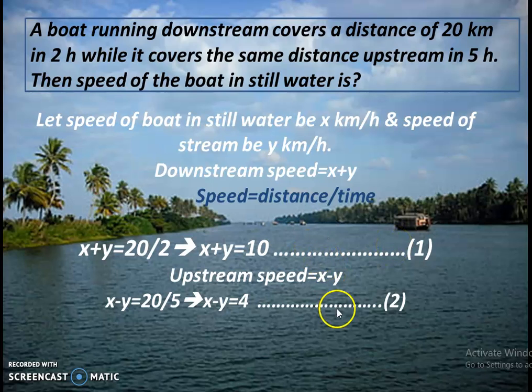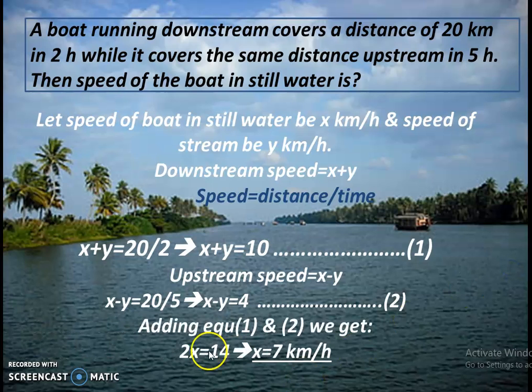Now from equation 1 and 2 we can calculate the value of x by adding 1 and 2 and after dividing it by 2. And if you remember, we can also calculate x directly because we have downstream speed 10, we have upstream speed 4. So we can directly calculate x as 10 plus 4 divided by 2. And the answer will be 7 km per hour, right? So in either way we can calculate the value of x.